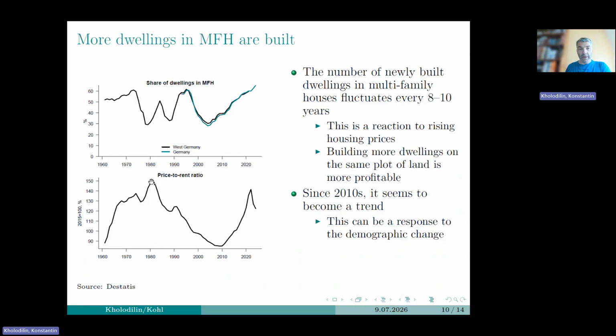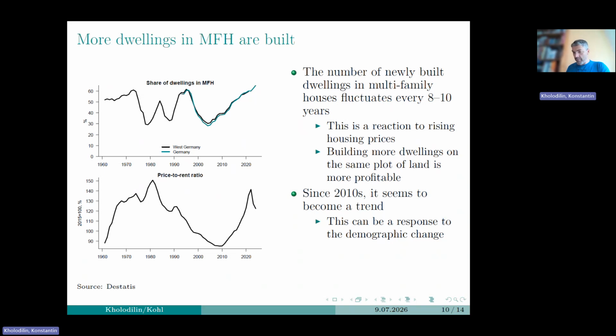So the higher the ratio, the larger the share of flats in total housing completions in a given year. Why does it happen? Well, because if land prices or dwelling prices are increasing, then you as an investor, as a builder, are willing to build more dwellings on the same plot of land, because in this case you can more efficiently take advantage of increasing land prices, for example.